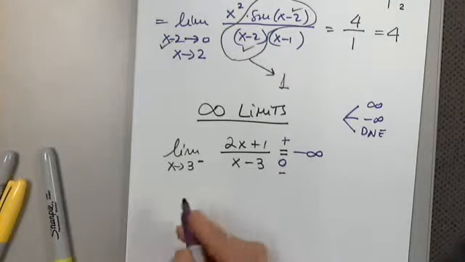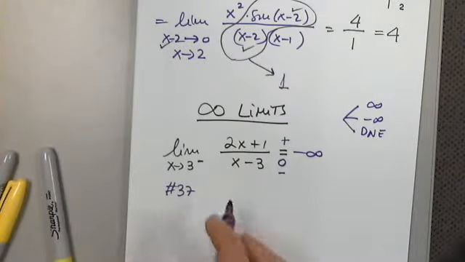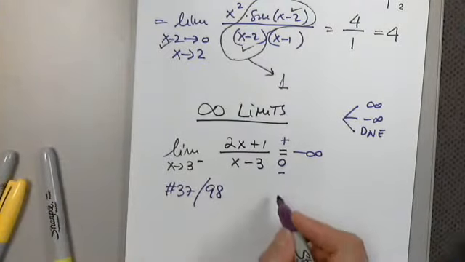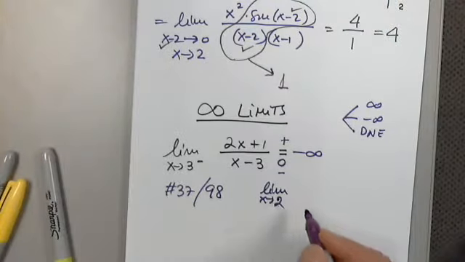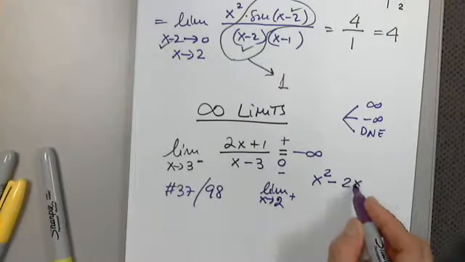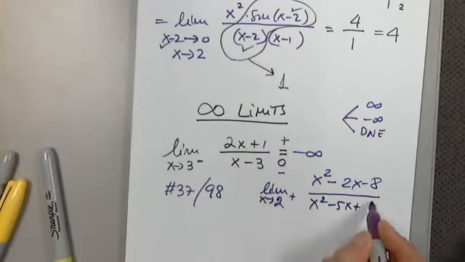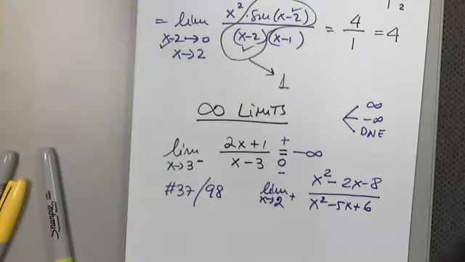Let's look at 37. Any questions on this previous limit? 37 on page 98. We have the limit as x approaches 2 from the right-hand side of x squared minus 2x minus 8 divided by x squared minus 5x plus 6. And of course, I will plug it in to see what type of limit this is. Because maybe I plug in at the top and I get 5, I plug in at the bottom and I get 3, and it's 5/3. I don't have to do anything.